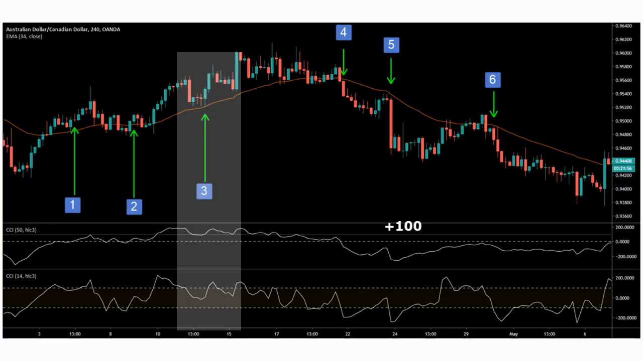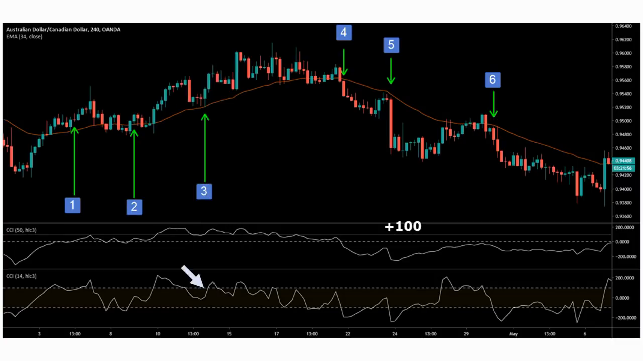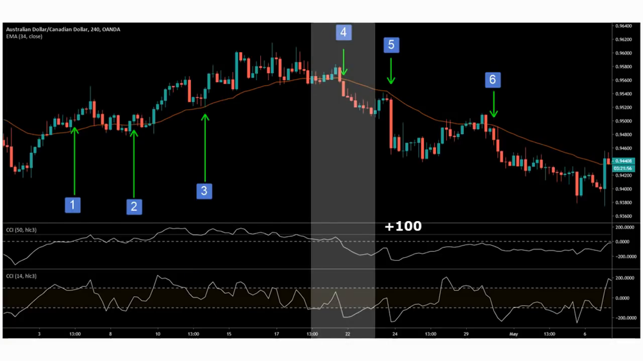So the 50 CCI has bounced off the plus 100 level or the zero level. That's fine as well. And price is stalled near the 34 EMA. Your trade entry can be when the 14 CCI crosses back over the zero line, which it does in this example. And number 4, this is the standard entry.